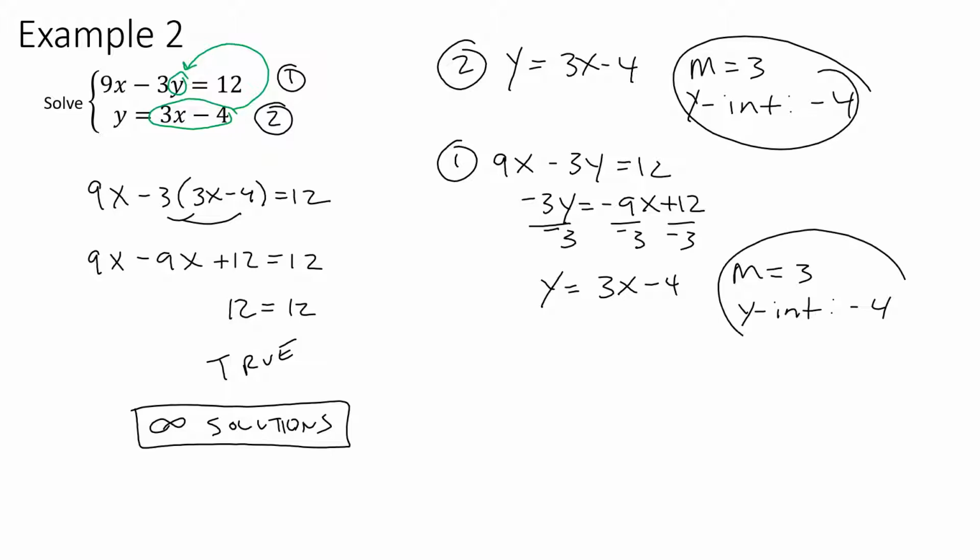So if I compare those, I notice that they're the same. They're the same lines. So we say that they are coinciding lines. And these are the same lines, so they intersect at an infinite number of places, which is why the answer is no solution. I'm sorry, is infinite solutions.